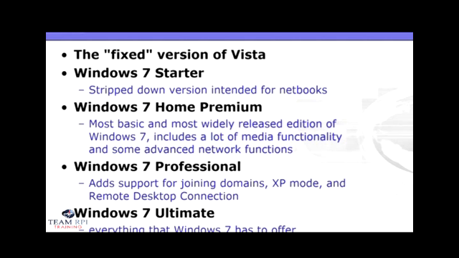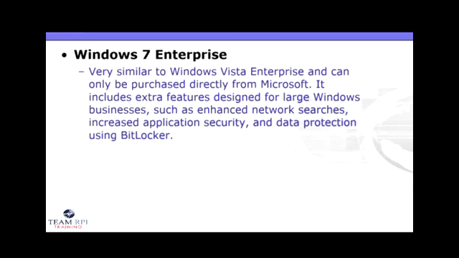So keeping with this theme, Windows 7 Starter was geared mostly towards netbooks, where Windows 7 Professional had everything that the modern business network needed, like the capability of joining domains and remote desktop. However, most organizations opted for Windows 7 Enterprise. It included extra features designed for large Windows networks, such as enhanced network searches, increased application security, and BitLocker.